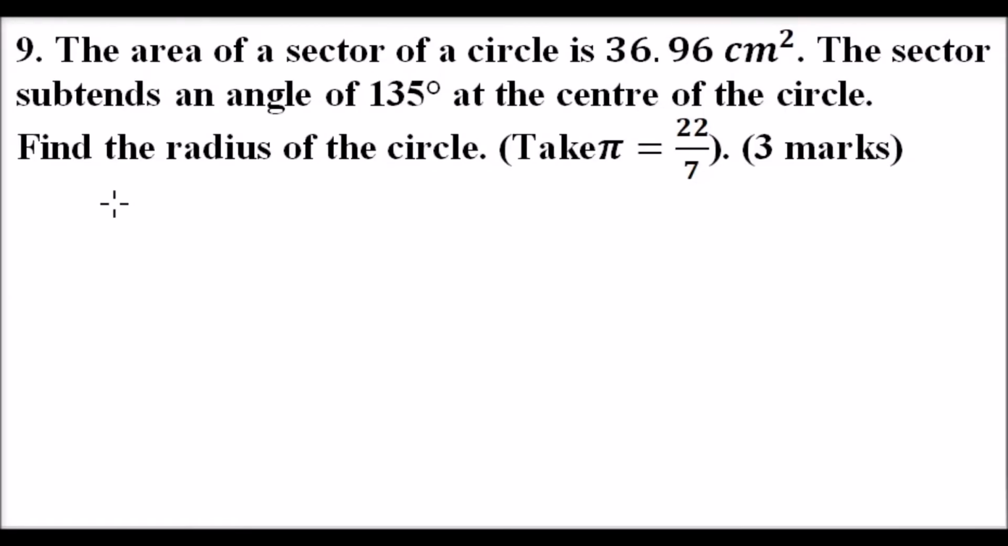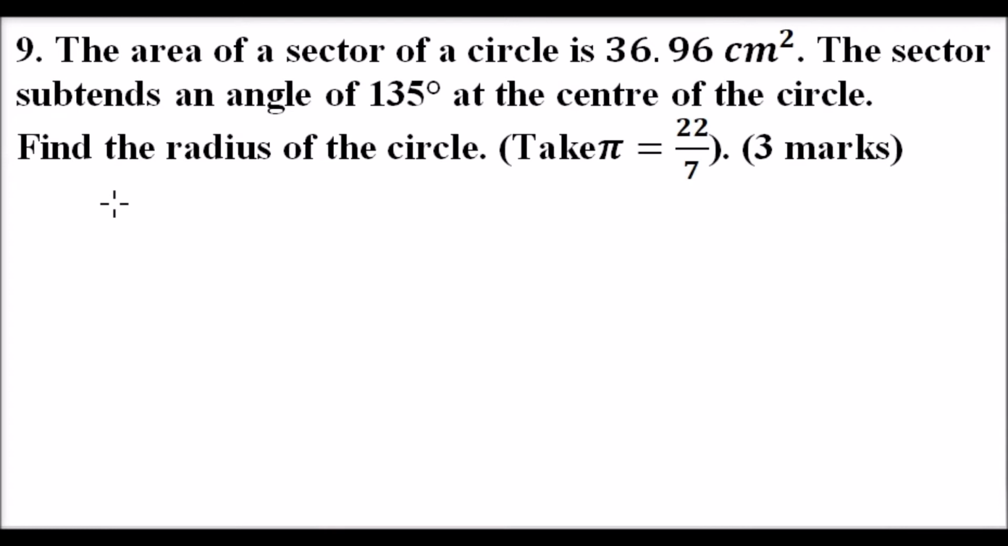Question number 9, we are told the area of a sector of a circle is 36.96 centimeters squared. The sector subtends an angle of 135 degrees at the center of the circle. Find the radius of the circle. Take pi is equals to 22/7, and you get 3 marks.